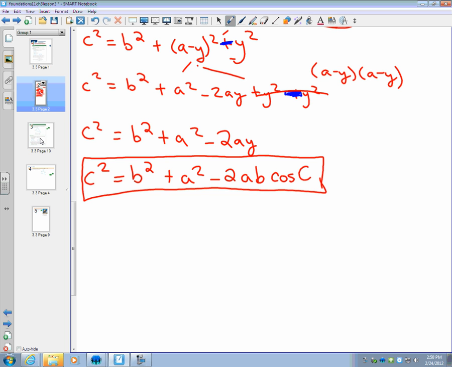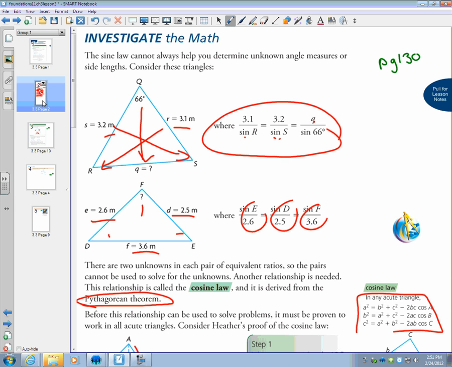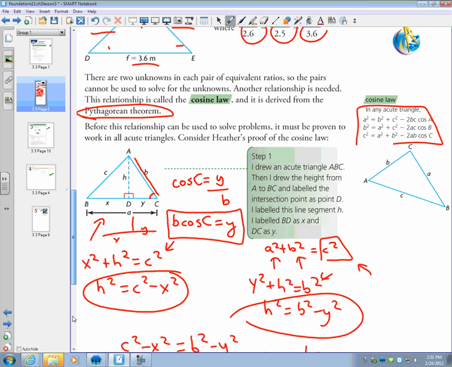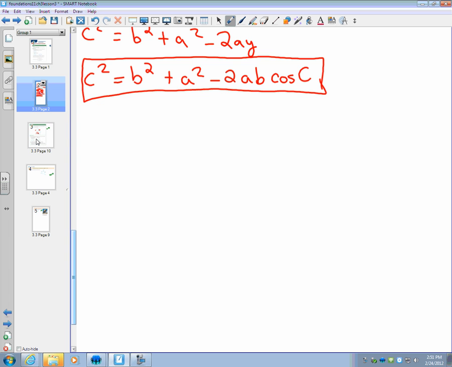Okay, so let's read what that is here. The cosine law can be used to determine an unknown side length or angle measure in an acute triangle. Its relationship is that a side squared is equal to the sum of the other two side squares, b squared plus c squared, minus 2 times bc cos a. Did I have a minus sign back here? Oh, good, I did. I had a moment where I forgot. Okay.